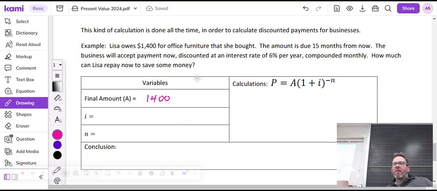The amount is due 15 months from now. So the business is going to accept payment now. So like cash right now, so that the business has cash. Businesses like having cash on hand. They don't like it when people owe them money because sometimes people don't pay that money.